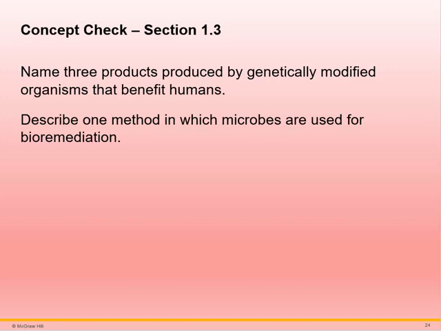So in our concept check for section 1.3, it has you name 3 products produced by genetically modified organisms that benefit humans. If you go back into your book to look for some other examples, I gave you a few examples in the lecture.